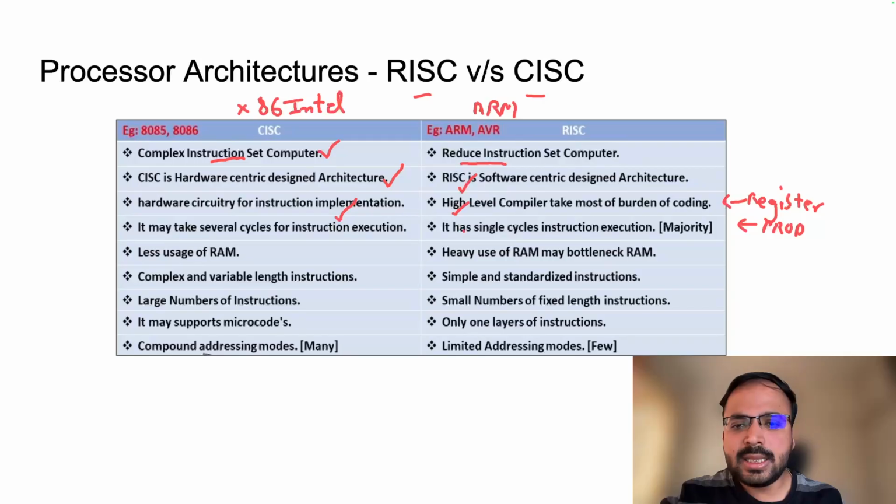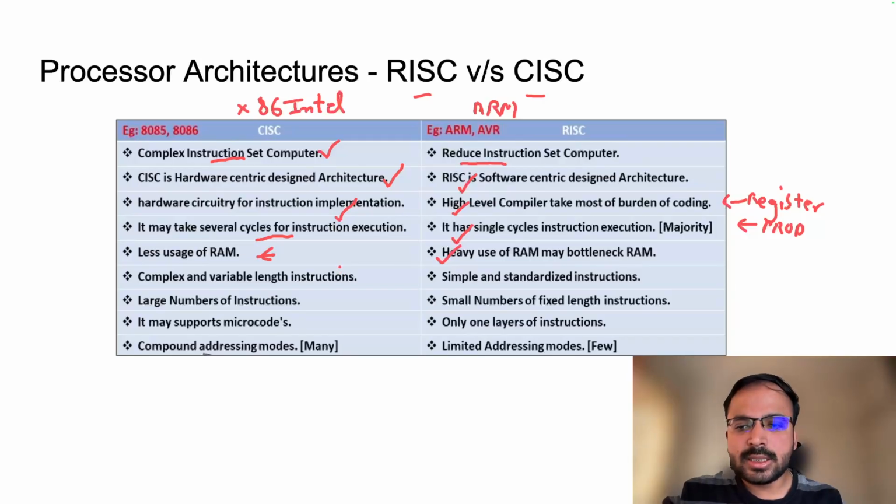Since there are lesser instructions, RISC instructions are single cycle, and CISC has multi-cycle instructions. Now, usage of RAM: in RISC you have to load from memory into a register, and again store it into memory, so there is heavy use of RAM here. But in CISC, as I told you, you can directly multiply memory to memory data, so there is lesser usage of RAM.